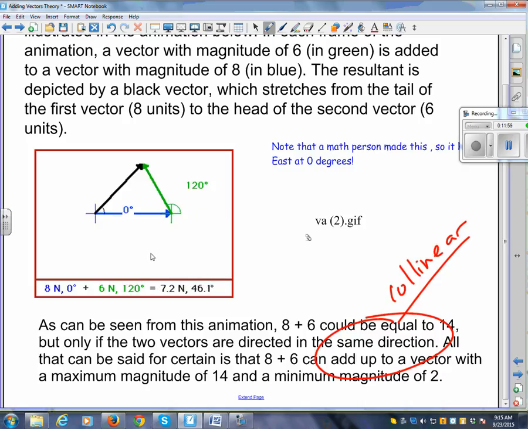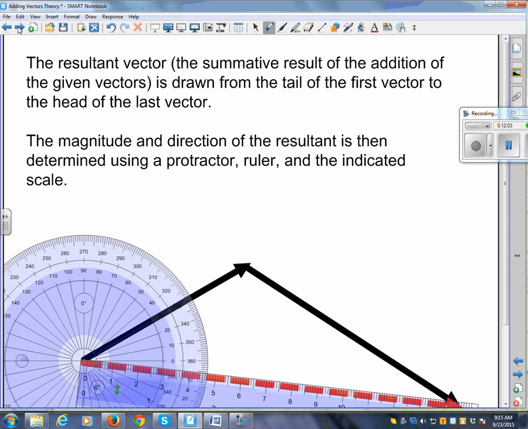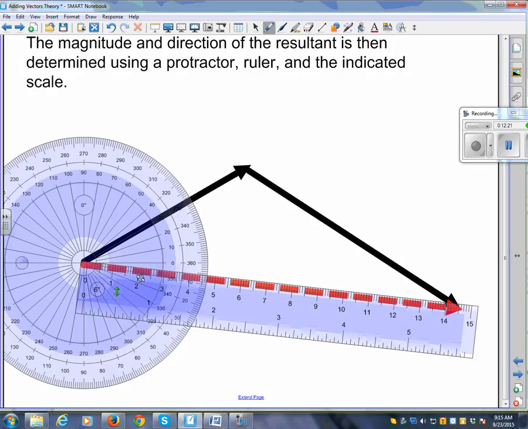Okay, you're going to get a chance to do some stuff real soon here, because you've been doing lots of listing so far. The resultant vector, which is the summative result of the addition of the given vectors, is drawn from the tail of the first to the head of the second. And the magnitude and direction of the result is determined using a protractor, ruler, and the indicated scale. So if I'm adding the two black ones, how do I find the red one? Use my ruler. What do you guys have to draw here? It's actually on the next page by now.